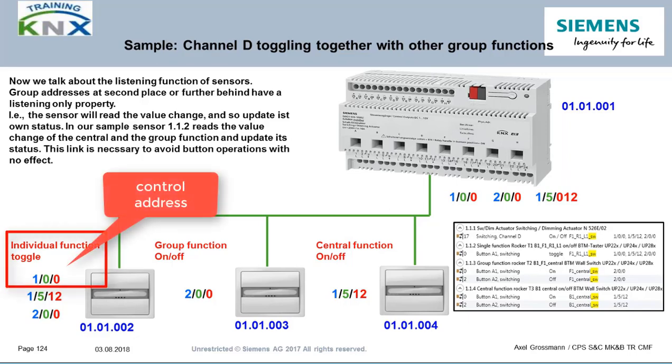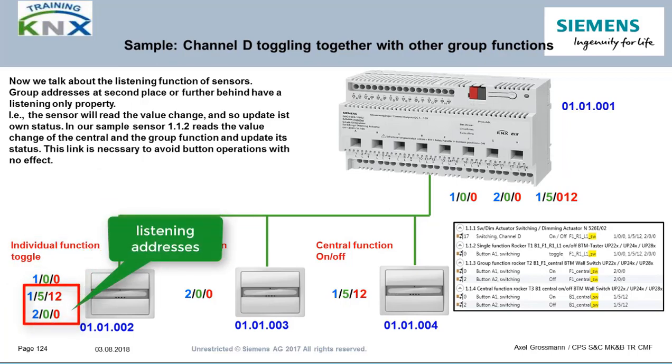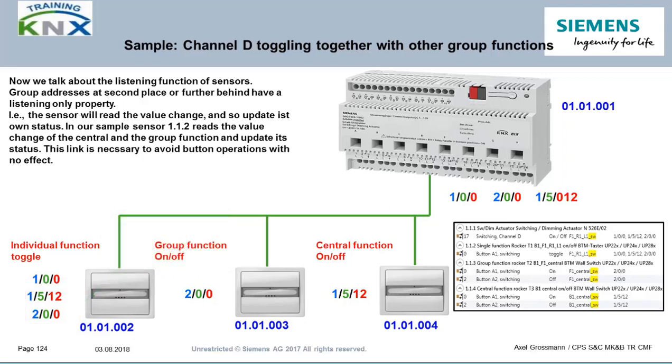Now we talk about the listening function of sensors. Group addresses at second place or further behind in an object have a listening-only property. That means the sensor will read the value change and so update its own status when receiving telegrams on these listening addresses. In our sample, sensor 1.1.2 is a toggle button. When operated, it will always send its inverted object status.